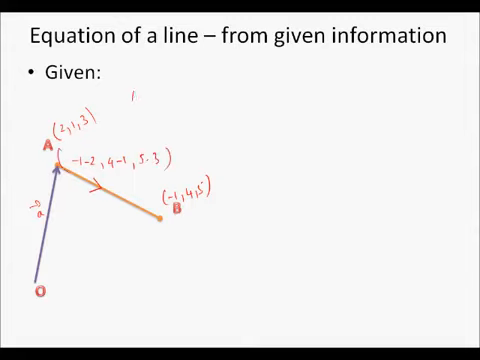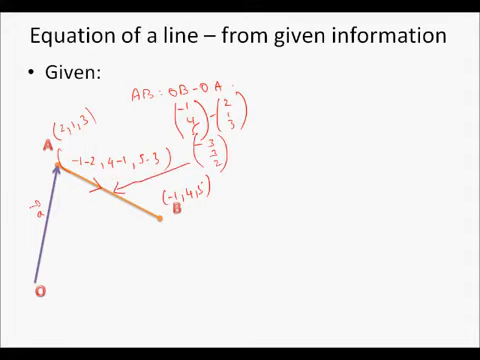AB is equal to OB minus OA. We know that. So OB minus OA is minus 1, 4, 5 minus OA, which is 2, 1, 3. If you subtract them, you will get minus 3, 3 and 2. And this will be the vector which represents this direction. We can take it as b.